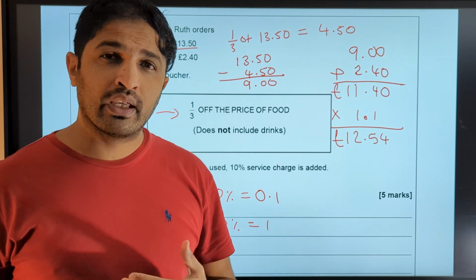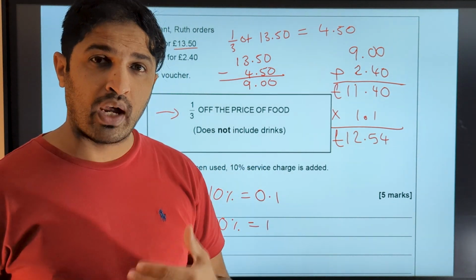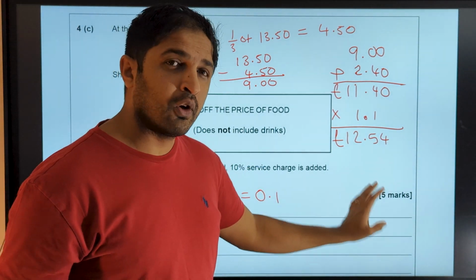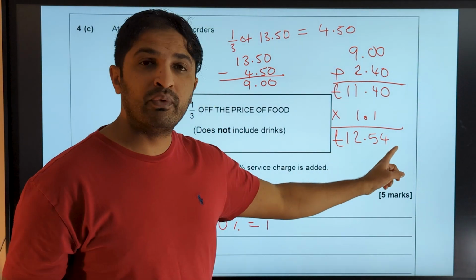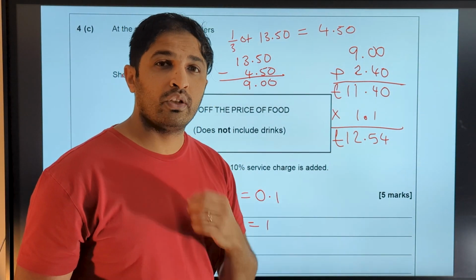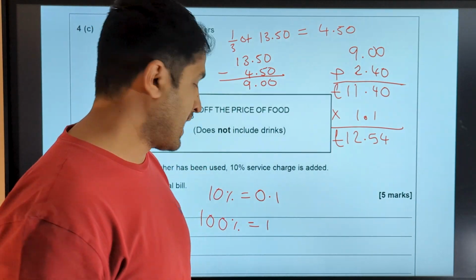You have 1 hour 30 minutes to do this paper. Okay, so write that down. 5 marks, not going to come from writing just £12.54. Okay, that's the accuracy. You get 1 mark for showing how accurate you are.